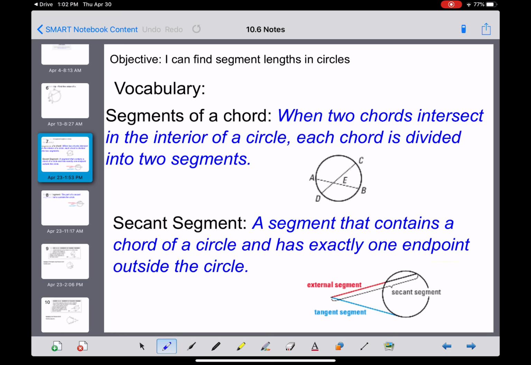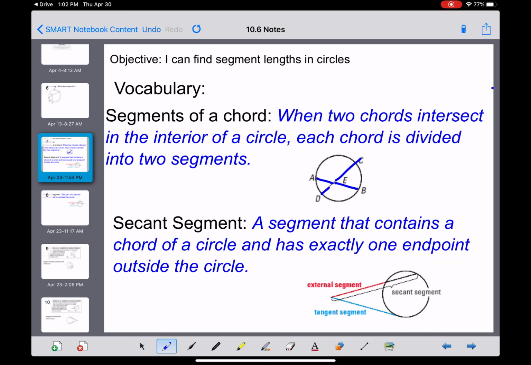So segments of a chord: when two chords intersect in a circle, the chords are divided into two segments. So the chord AB is divided into AE and EB. And then we have ED and CE.